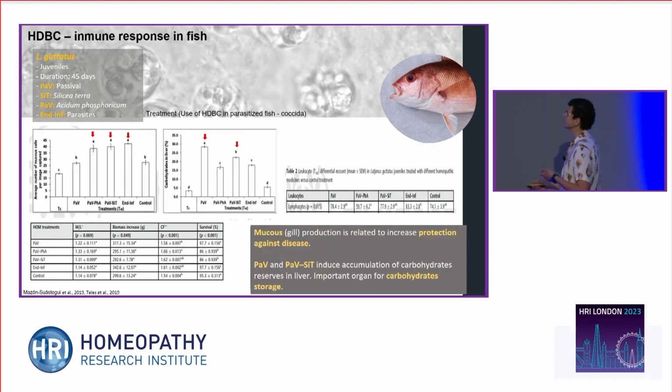On the other hand, we saw that Pha and Seed also had an increase of mucus in the gill, and this mucus production is mainly related to protection against disease. Also, Passival and Pha-Seed induce the accumulation of carbohydrate reserves in the liver. So I want you to pay attention to this. With silica, we are increasing energetic reserves in the liver of fish, and the liver is a really important organ for carbohydrate storage.